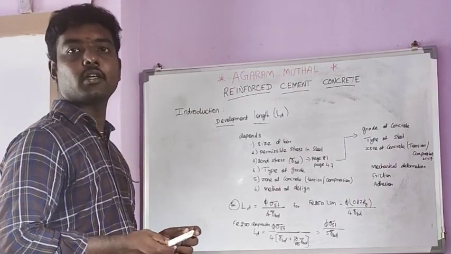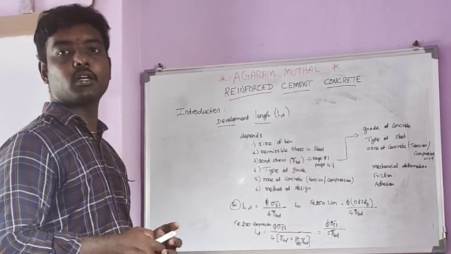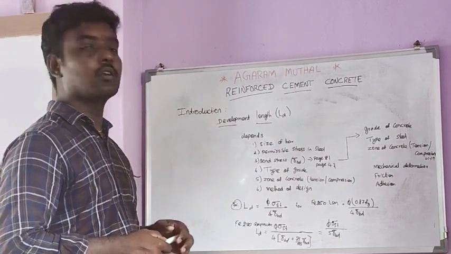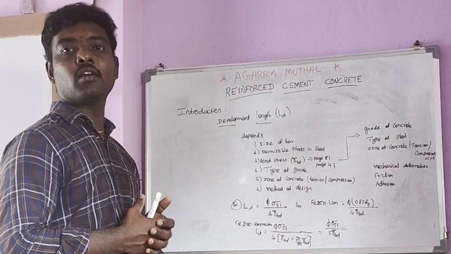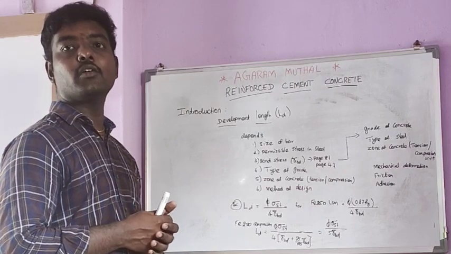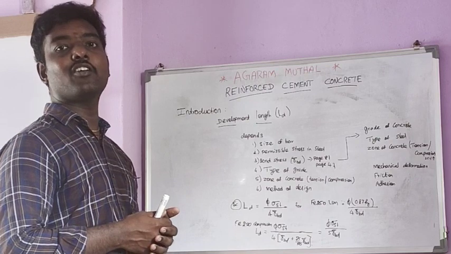Another important factor for the design of reinforced cement concrete is development length. Development length is nothing but the portion of the length of the bar which is embedded into the concrete, and that is called the development length.